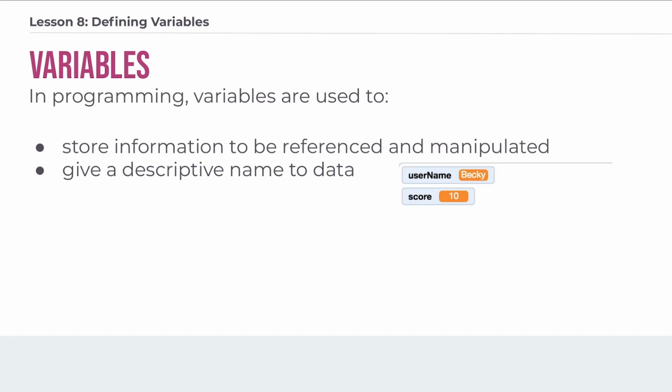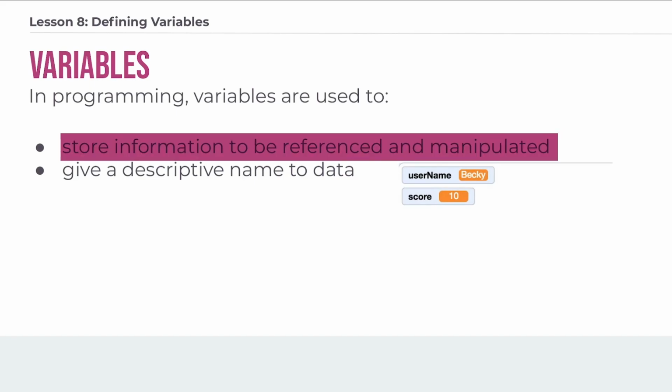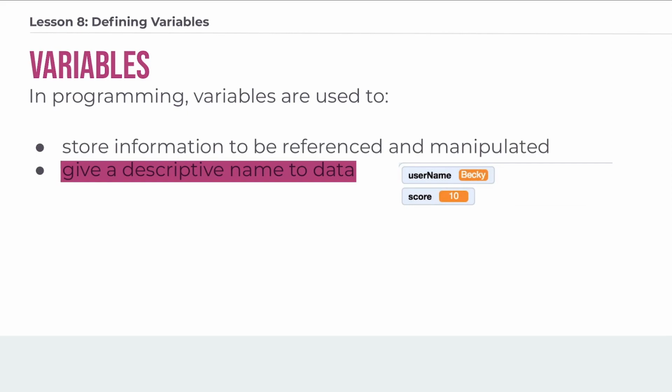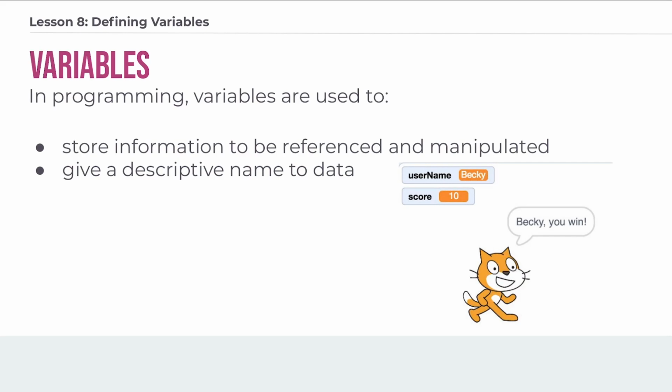In programming, variables are used to, first of all, store information, and that information can then be referenced. We can manipulate that information. An example of just storing information would be to store the username. And then secondly, our variables allow us to give a descriptive name to some data that we need for our program. So for an example, you can see here that I have a variable called score, and it's very clear what that is. It's for a user to be able to accumulate their score. And with the combination of these two things, with the username and the score, we can combine that to make our program interactive.